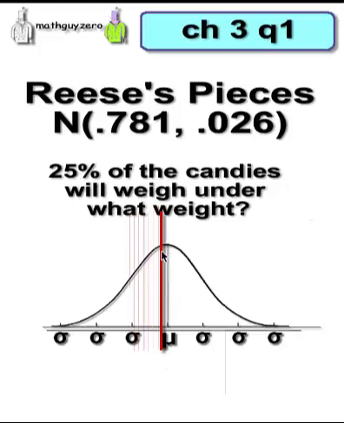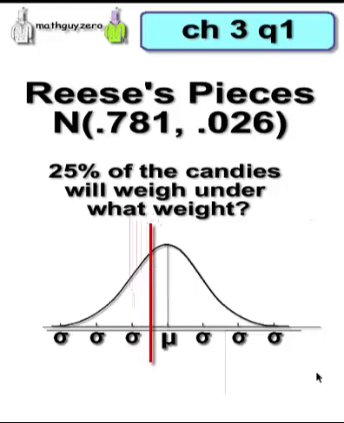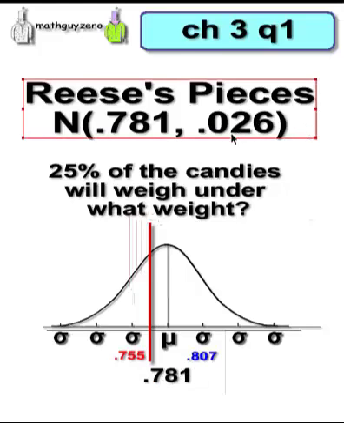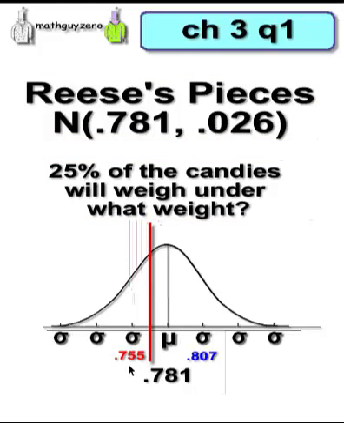So it's going to be somewhere between these two ranges right here, between mean minus one standard deviation and the mean. So somewhere right in there. Now let's go ahead and give real values to the mean. According to the data up there, it's a normal distribution. The mean is 0.781, and then the standard deviation is 0.026. So the real values are, it's going to be between 0.755 grams and 0.781 grams. So let's do a little bit of math now.